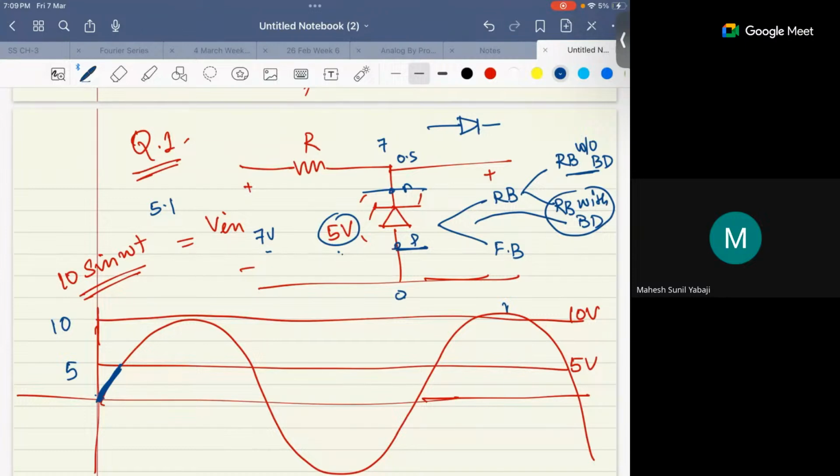What will happen now? What should I do if it is crossing 5 volt? It will be a voltage source of 5 volt. Correct. It will be a voltage source. So you just have to replace it with a voltage source of 5 volt. So now you can see that V output is equal to 5 volt.